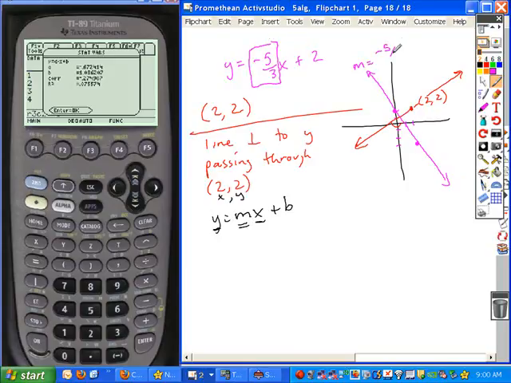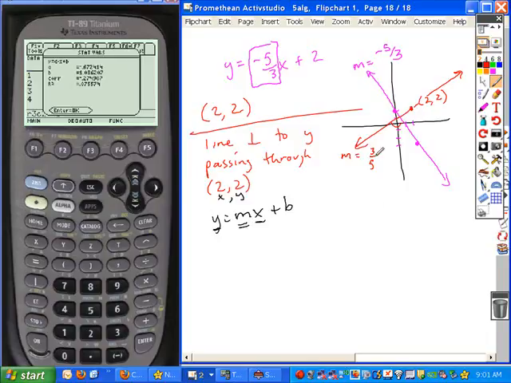It's negative 5/3. What's the relationship between lines that are parallel? Their slopes are? No, parallel. Parallel lines have equal slopes, and perpendicular lines have slopes that are opposite and reciprocal, right? So we change the sign, so it goes from a negative to a positive, and then we flip the slope. So the 5 goes in the denominator, the 3 moves to the numerator, and that's our new slope.